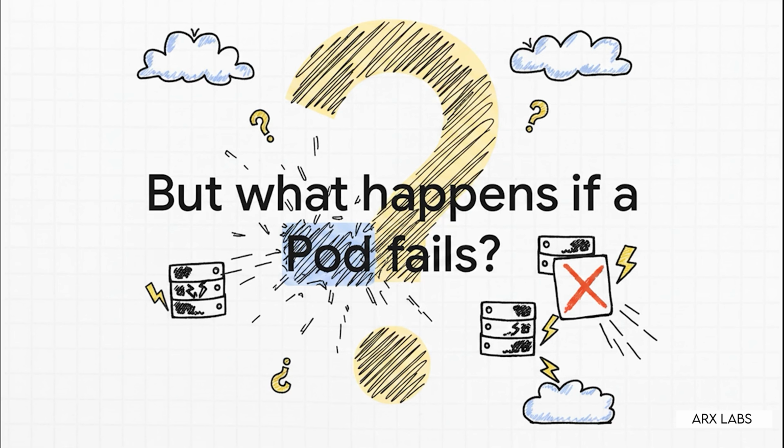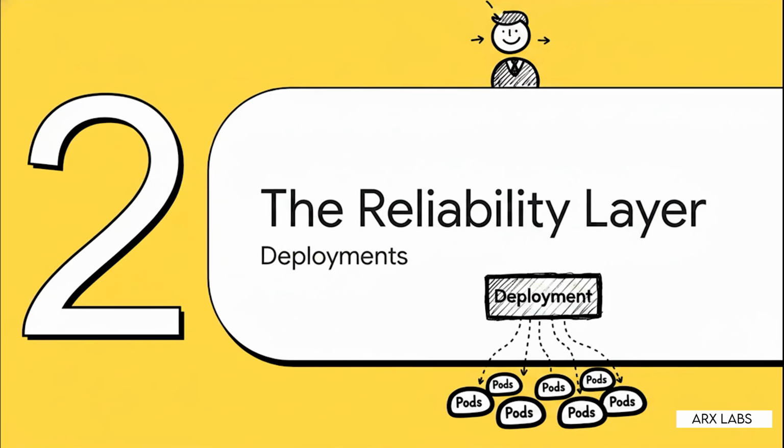Okay, but this brings us to a really critical problem. Pods, just like the containers inside them, they're disposable. They can crash, the machine they're running on can fail, and poof, they're gone. A single pod is a single point of failure. If it goes down, your app goes down with it. And that is not the kind of reliability we were hoping for, right? So to solve this, we need a manager. We need something at a higher level to watch over our fragile little pods. And that is exactly what a deployment does.